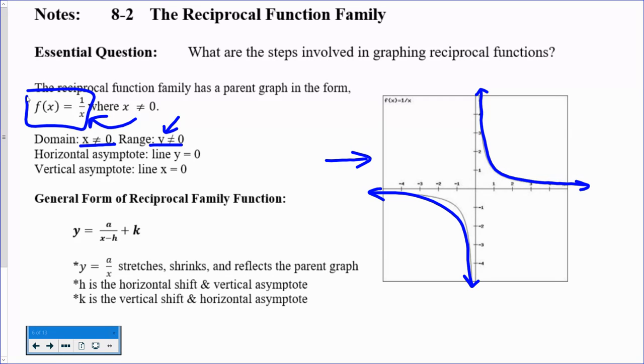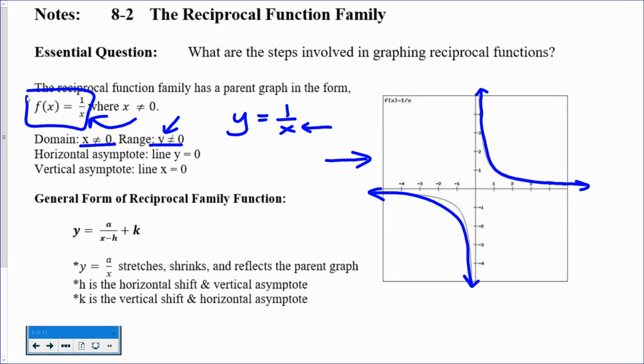Sometimes students get confused about why y could never be 0. Well, if this is my equation, there's no value of x I could plug in that would make 1 over x equal 0. So that means y could never be 0.